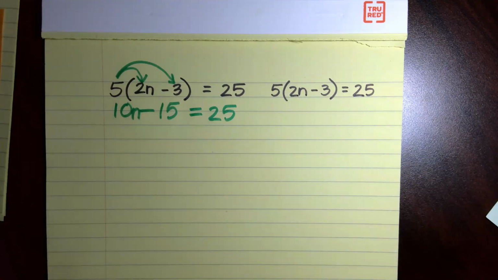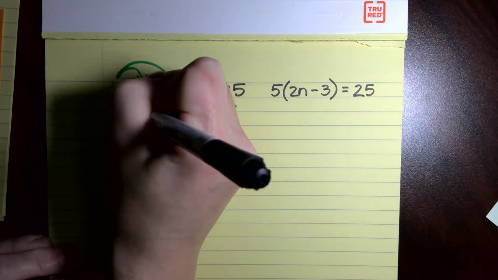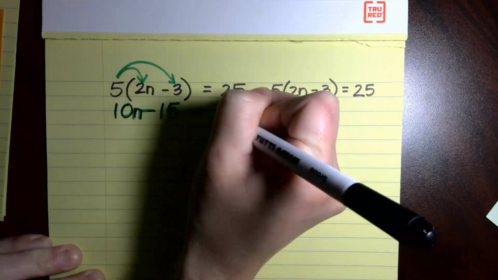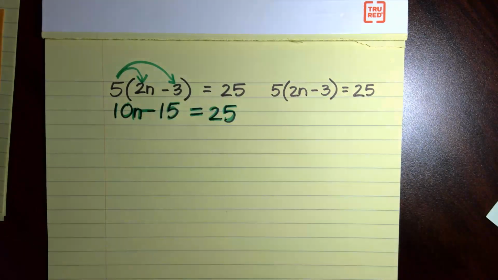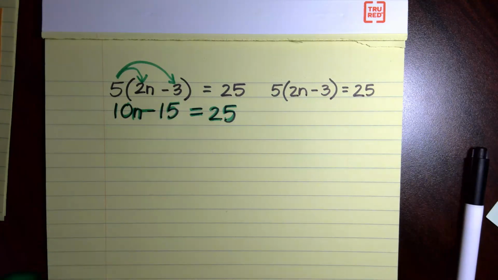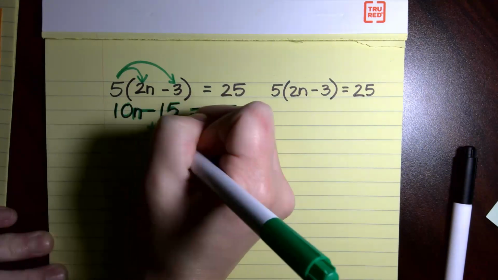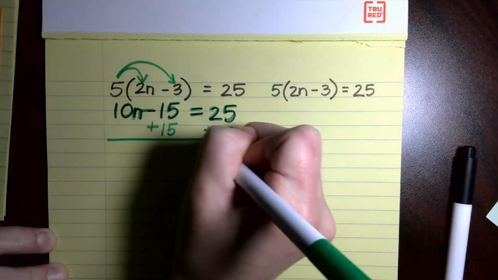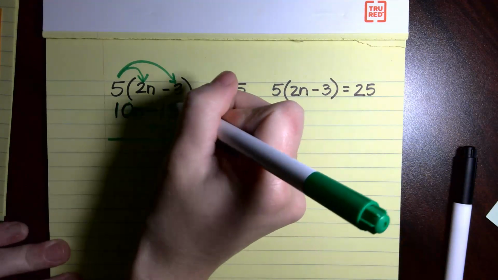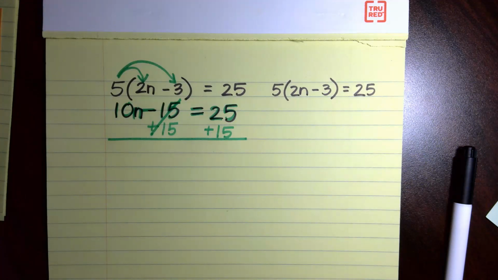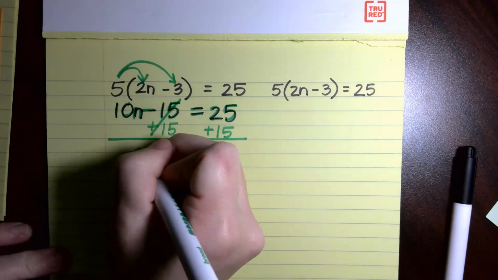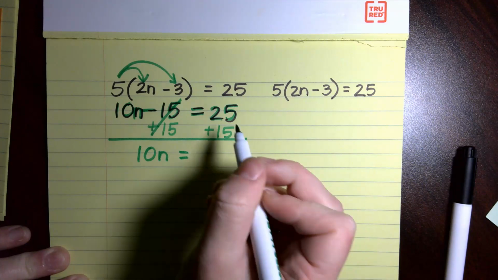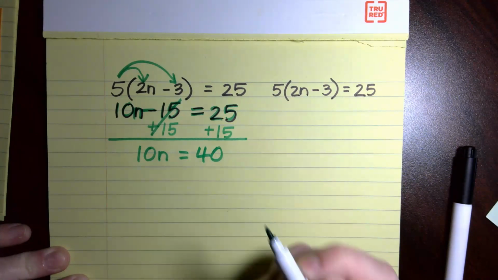I'm going to trace over this because I feel like I made it really difficult to read. Yes, we are. We're adding 15 here. So plus 15 to both sides. My 15s are going to cancel, which leaves me with 10 times n equals what? 40. Now what's our final step?